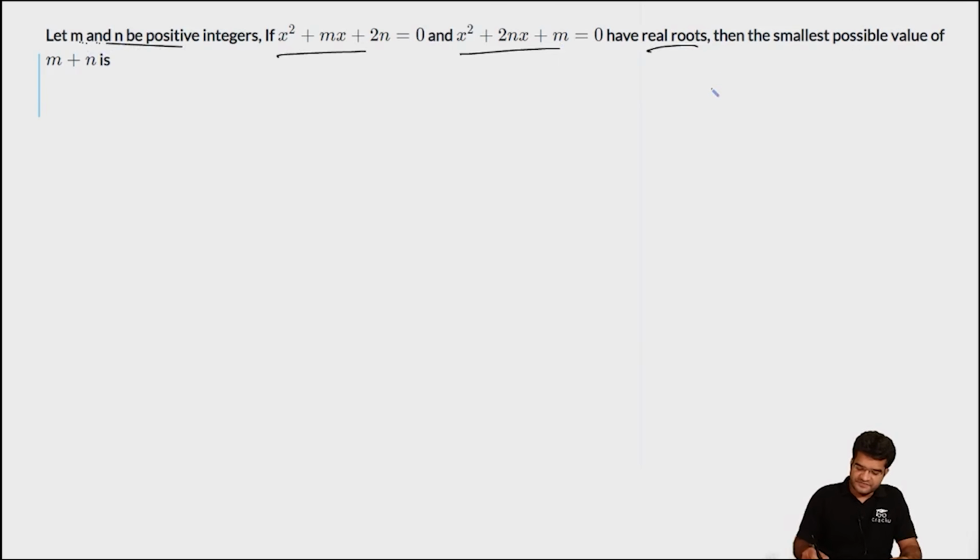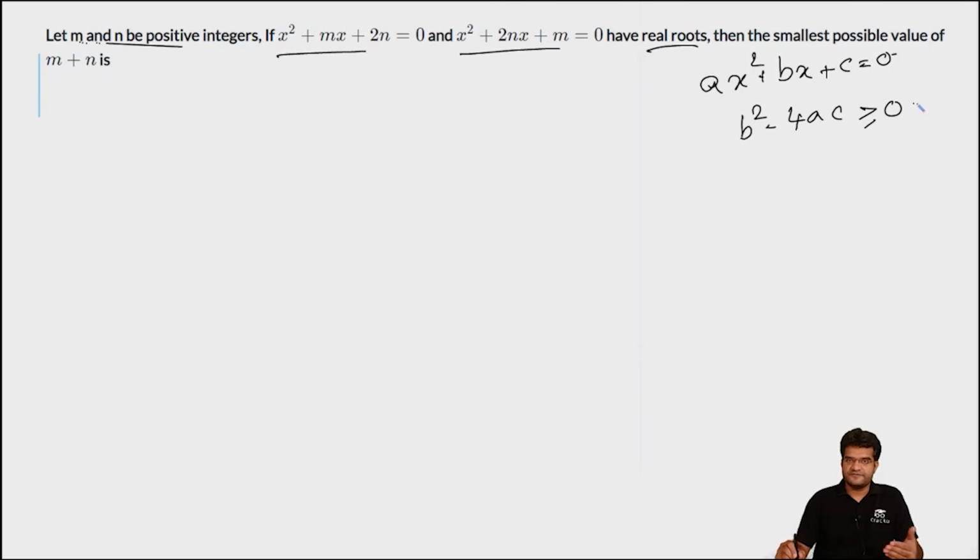A quadratic equation which is of the form ax square plus bx plus c is equal to 0 will have real roots if and only if the discriminant is greater than or equal to 0. The discriminant is equal to b square minus 4ac. This has to be greater than or equal to 0 for the given quadratic equation to have real roots.